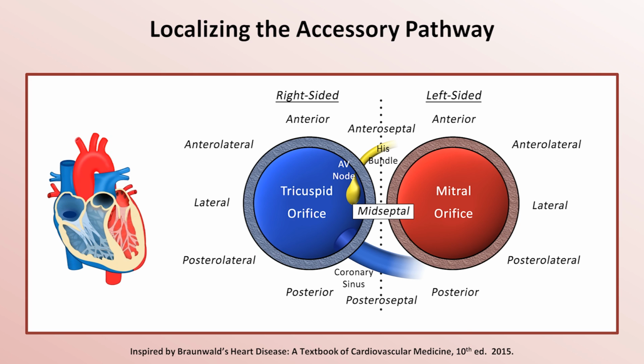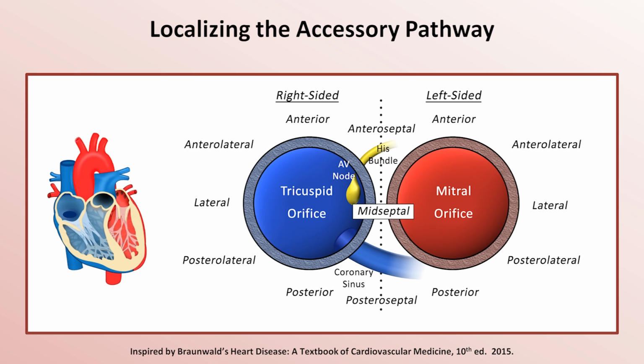With the exception of the midseptal and coronary sinus pathways, the remaining pathways are designated by both side and radial location. In addition, all of the regions that don't include the septum are sometimes collectively referred to as free wall pathways. Using this scheme, electrophysiologists will confirm the location of the pathway during an EP study prior to ablation.